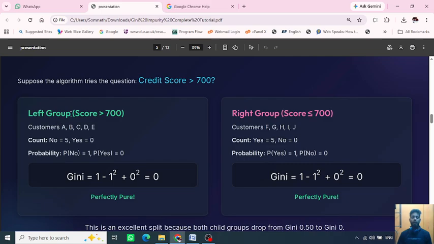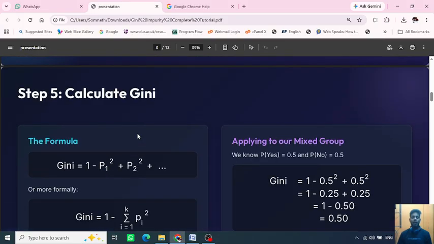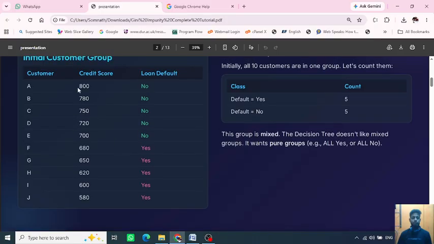greater than 700 score, and the right group stores less than or equal to 700, right? As per this condition, the left group has customers A, B, C, D, E, as per the above table. Actually, it is sorted by the credit score, that's why you can easily identify. And F to J has the below or equal to 700.